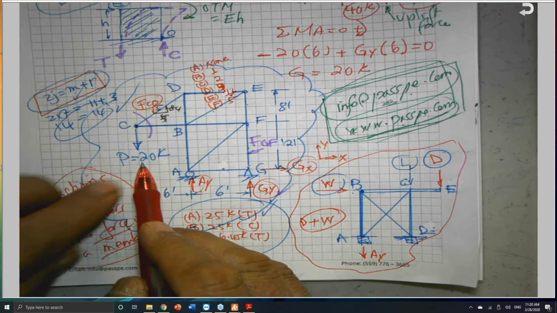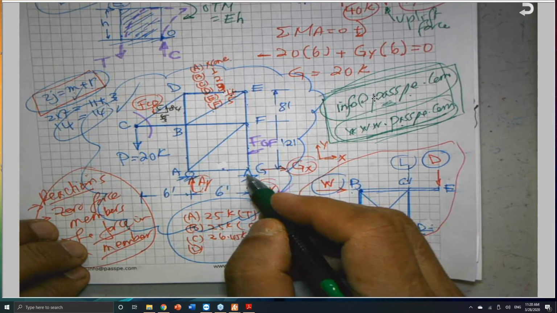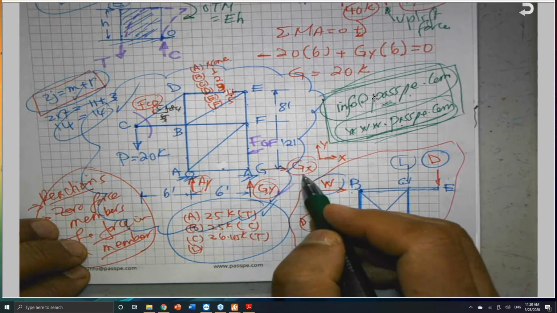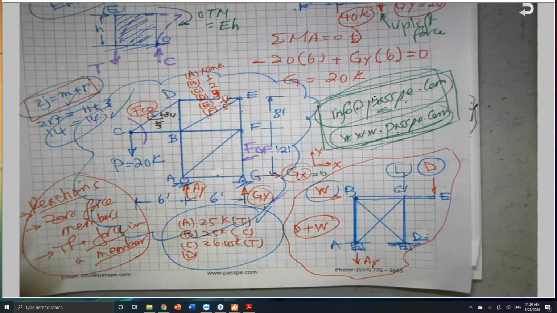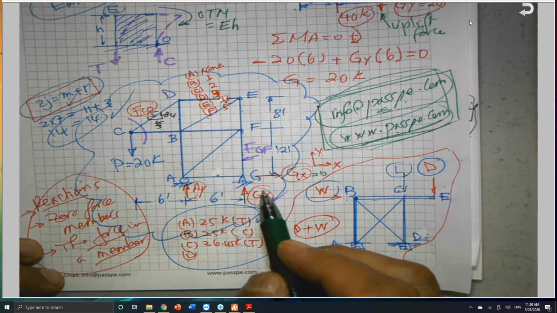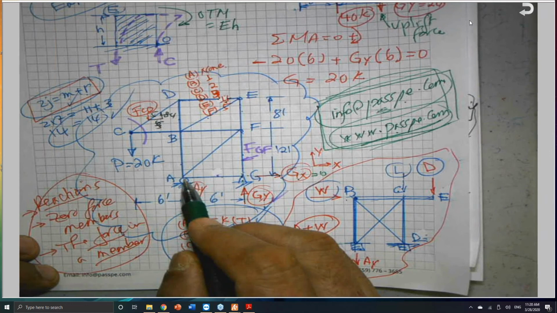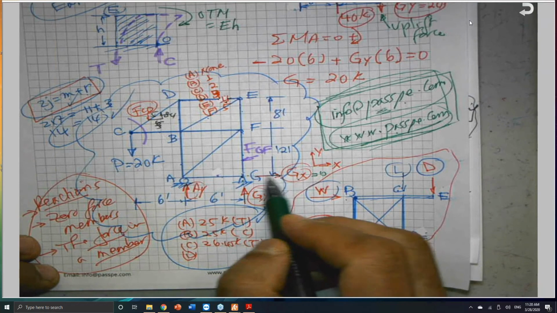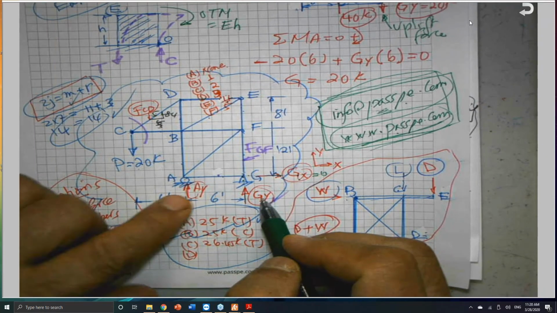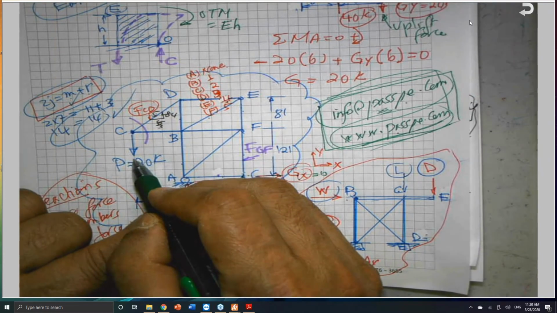Remember, this force is vertical. So this is a hinge support. What is the value of G sub X? G sub X is equal to zero. If G sub X is equal to 0, and I pick this joint G as a free body diagram, if this is 0, what is the force in the member AG? If this horizontal reaction is 0, because we have only two vertical reactions here, and all of them must be in equilibrium.